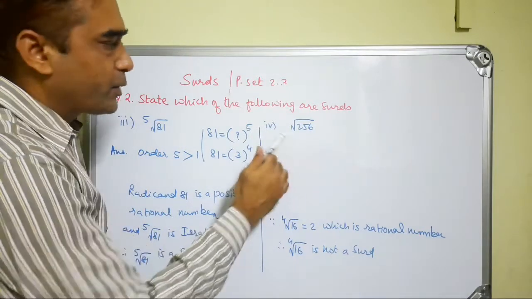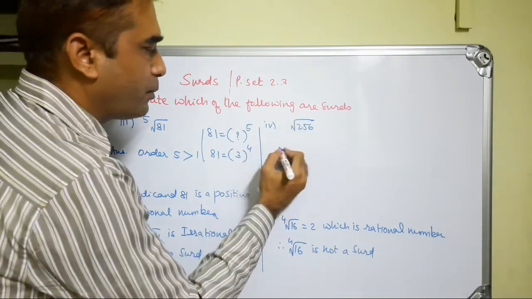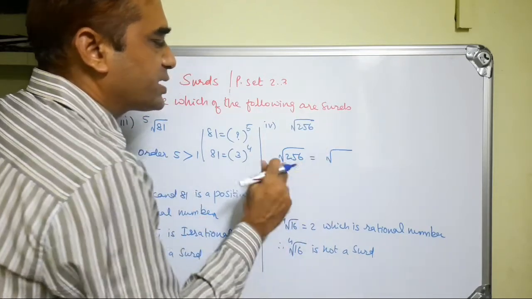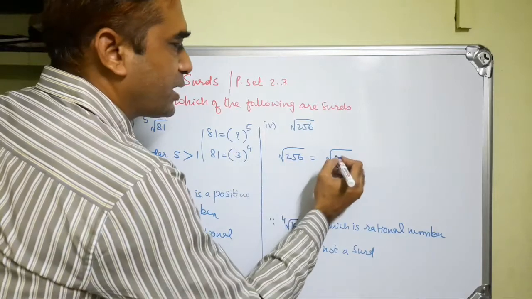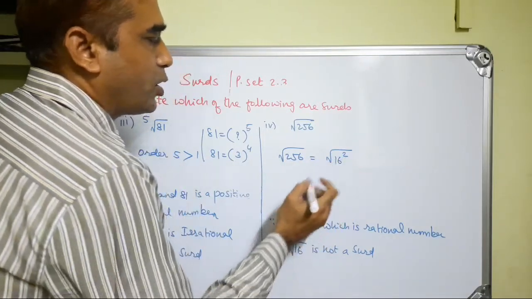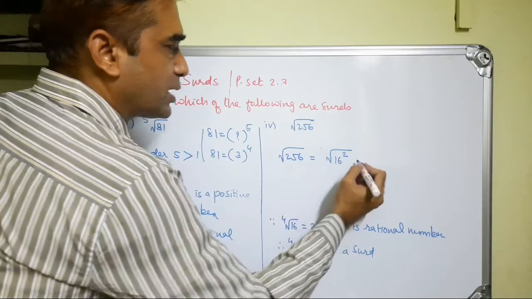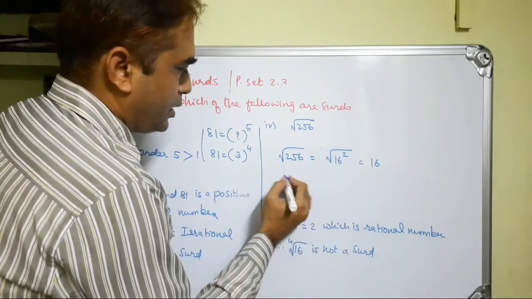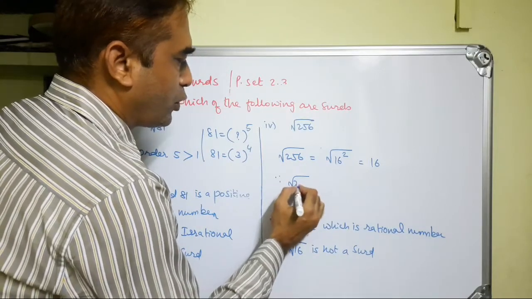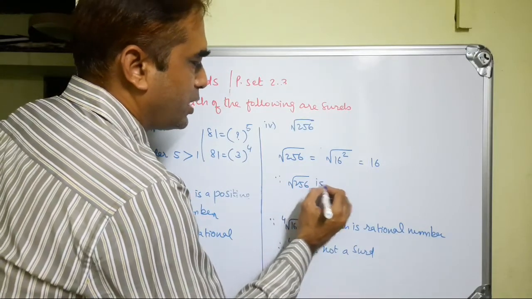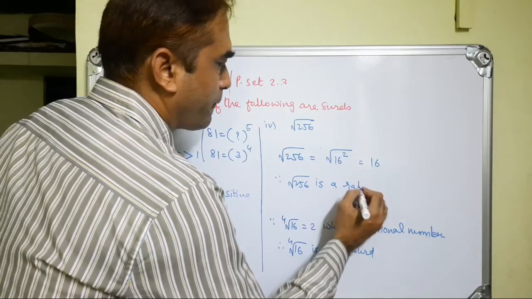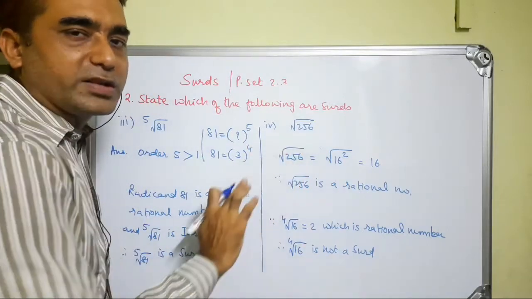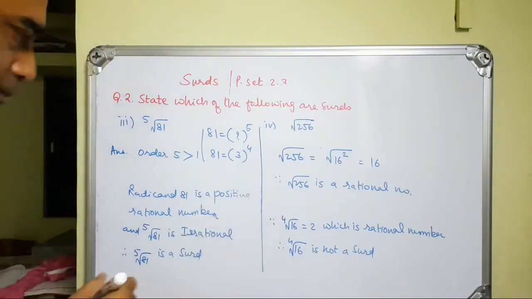Is it absurd? Order 2 is greater than 1, but square root of 256. Now 256 is perfect square. So this can be written as 16 raised to 2. Now again square root cancel out. So this is equal to 16. So as square root of 256 is a rational number, therefore square root of 256 is not absurd.